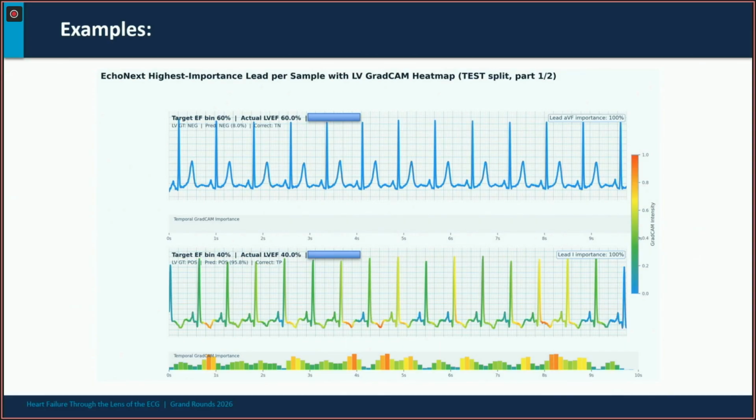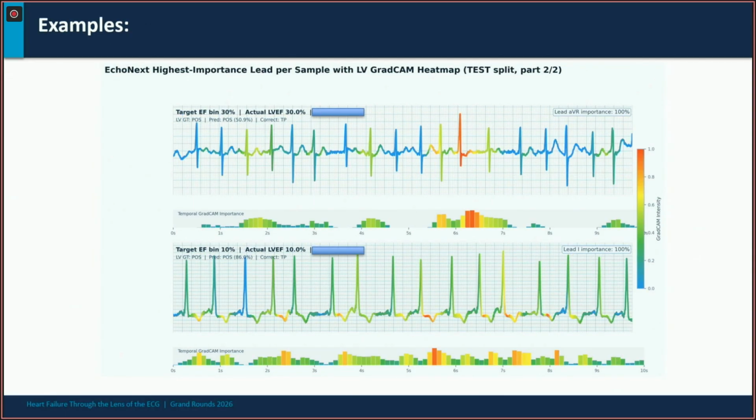Now this color coding is telling me what the AI is seeing, but it's not really telling me what those things are. And this is one of the pitfalls of using AI models: it can give you good results, but sometimes it's hard to tell why the model is arriving at those decisions. These are other samples with more severe EFs.